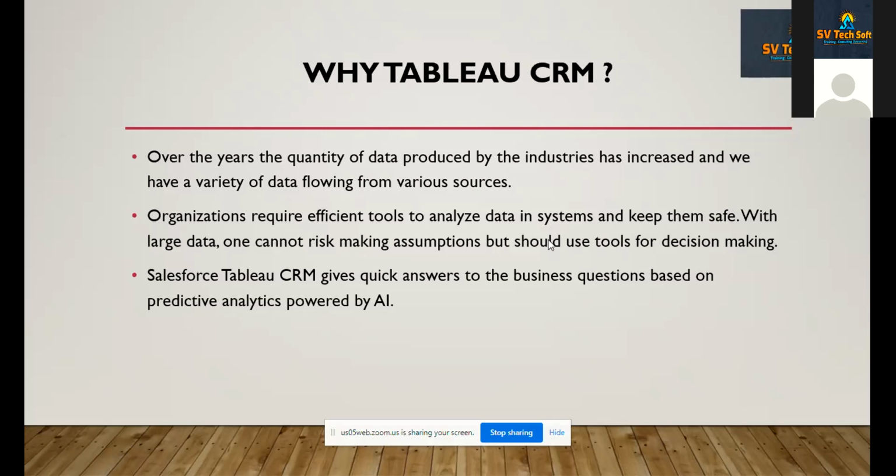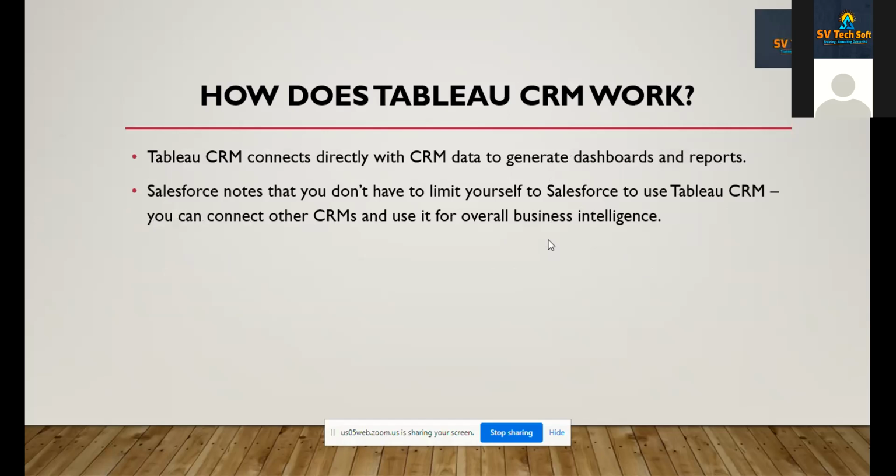Okay, and it gives quick answers to business questions based on predictive analysis powered by AI. So whatever business question you have, based upon its powerful feature of predictive analysis, which is done by Einstein Discovery, we can actually give a quick answer. It can give the proper answer at a very fast pace to whatever business question one possibly can have. Now, how does it work?